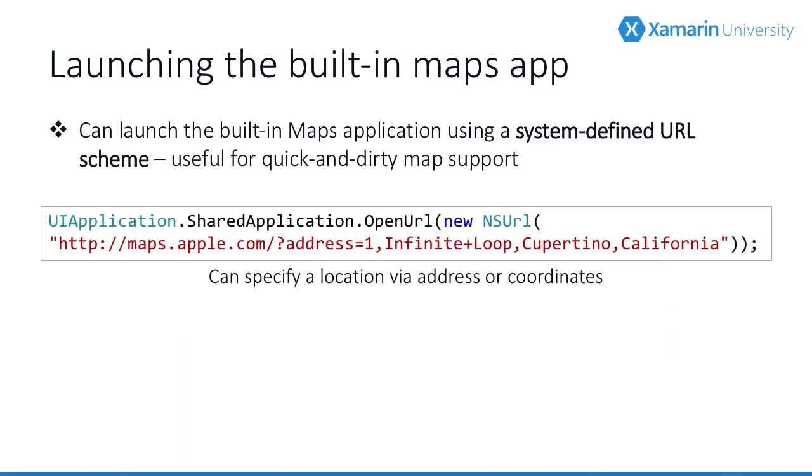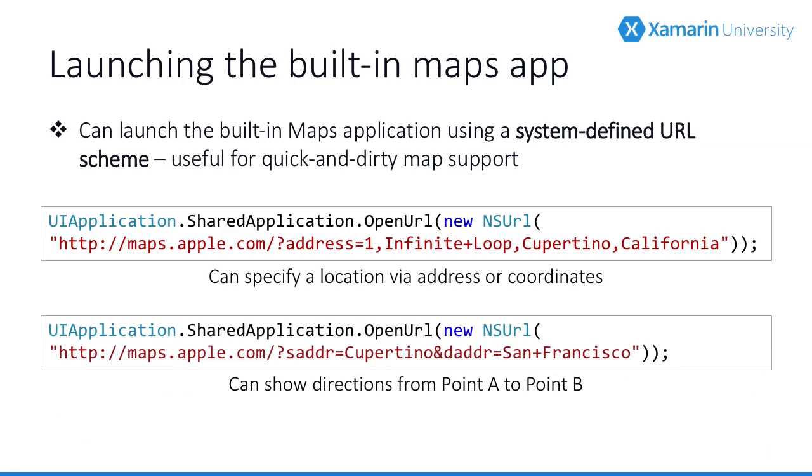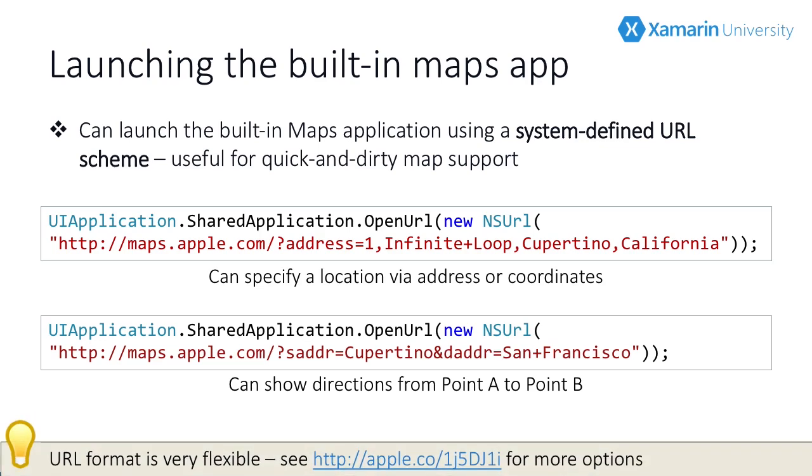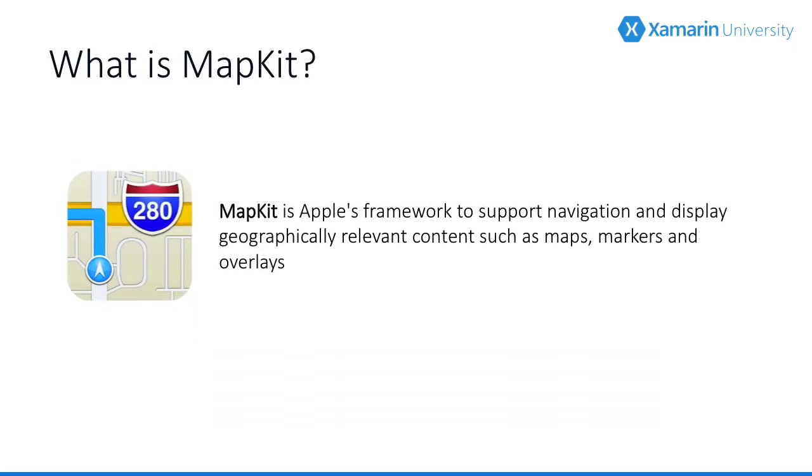We just open up a URL with this scheme right here. We can even do a lot of things besides just showing a map. We can show directions, for instance. There are a lot of other things we can do just with opening up URLs and opening up the external map app. But if we really need and really want to have that full functionality of having a map built right into our app, then MapKit's going to be the way to go.